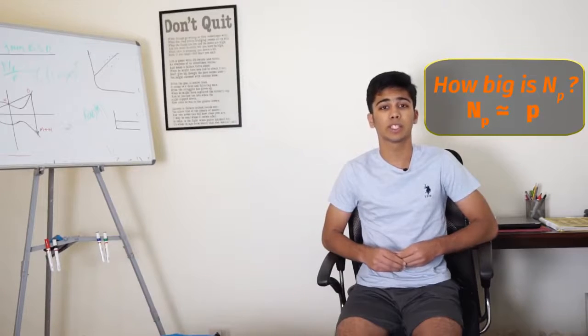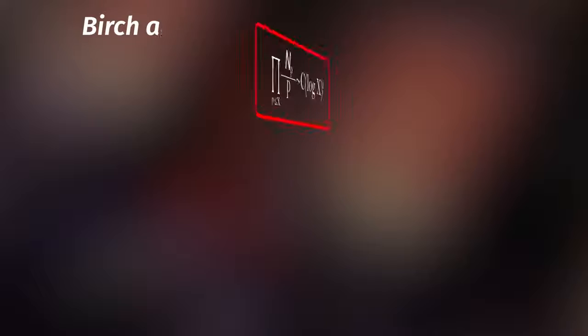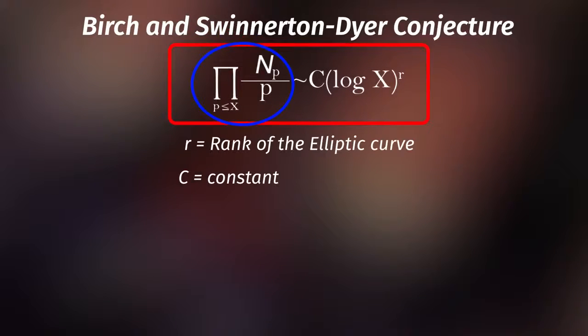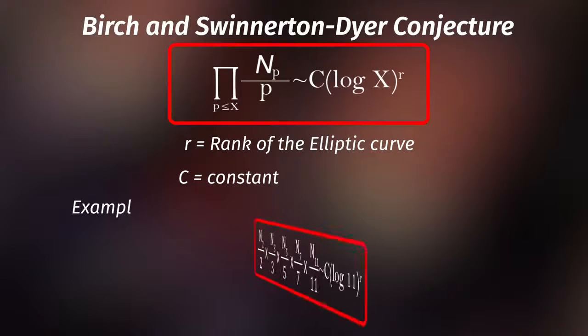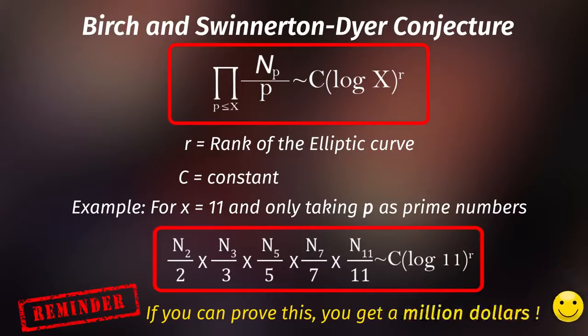Now we have all the tools necessary to understand the BSD conjecture. We take the product of NP upon P, where P is less than some large x for an elliptic curve. It should grow as log x to the power r times a constant. R is the rank. When r is equal to 0, it should have 0 or finite solutions, NP upon P is constant, and when r is greater than or equal to 1, it should have infinite or greater solutions, NP should be greater than P.